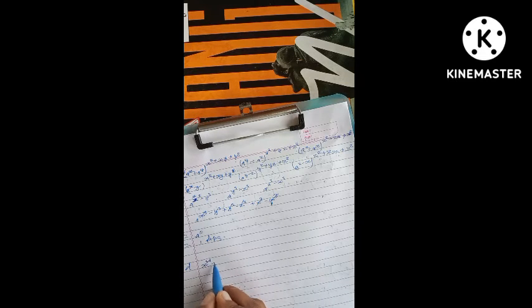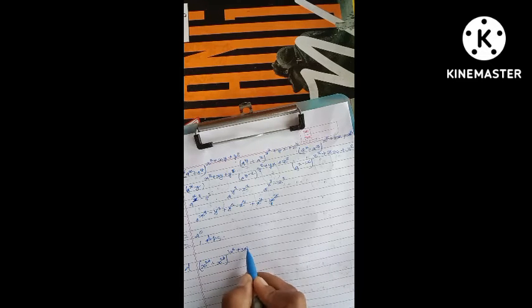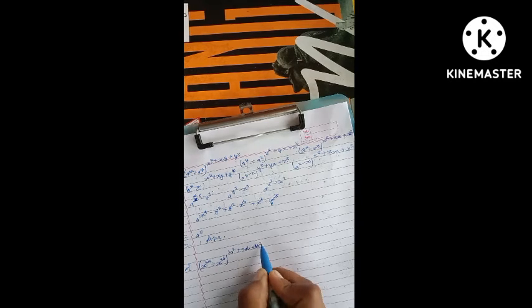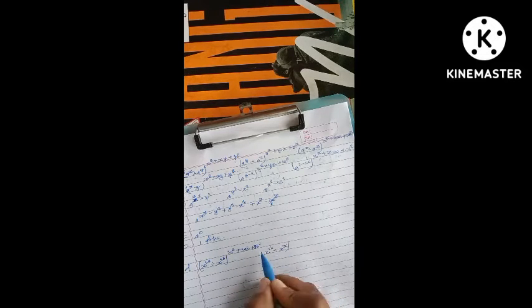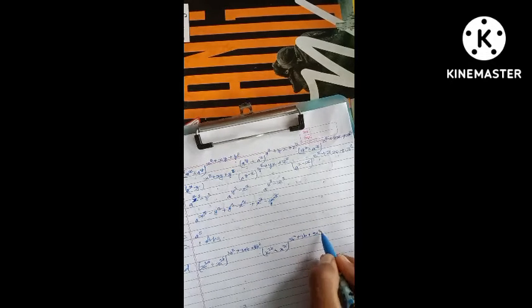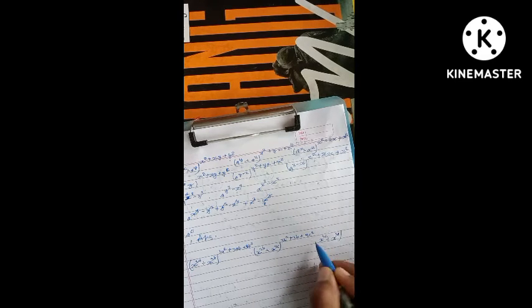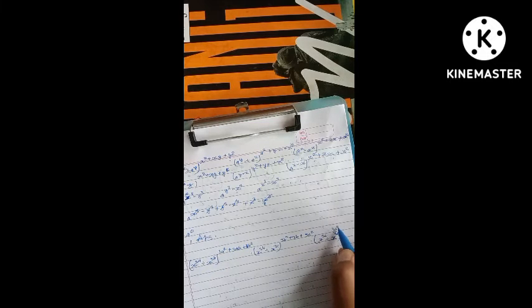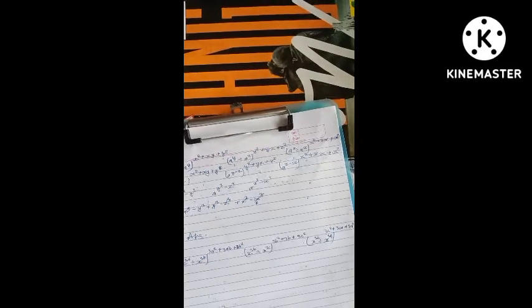x^(3a) divided by x^(3b), whole, raised to 3a² + 3ab + 3b², multiplied here also by x^(3b) divided by x^(3c), raised to 3b² + 3bc + 3c², and then here also multiplied by x^(3c) divided by x^(3a), whole, raised to 3c² + 3ca + 3a². This is the question, you can see.